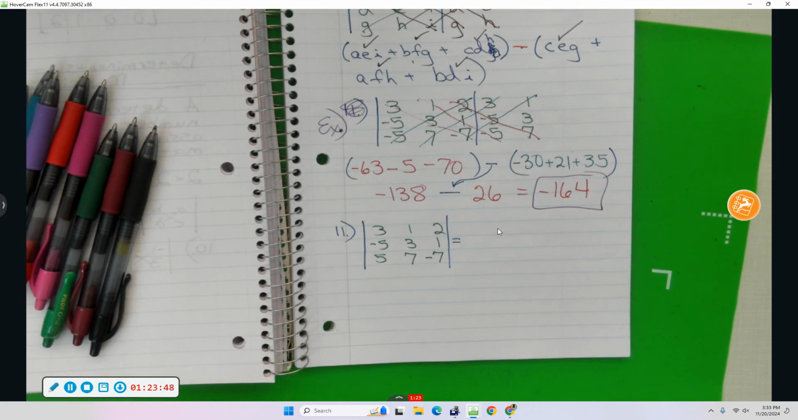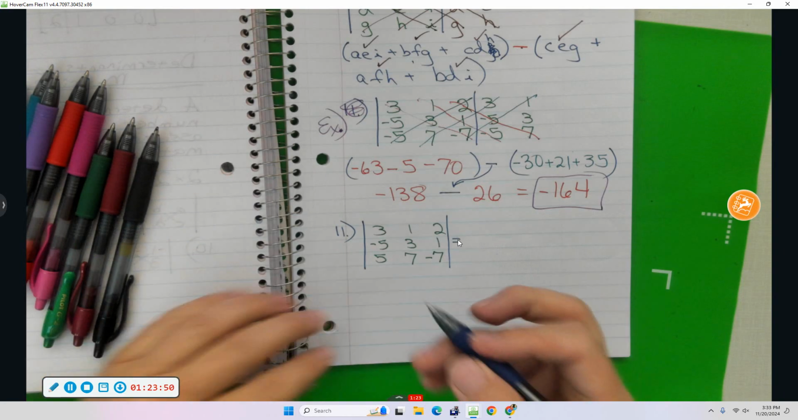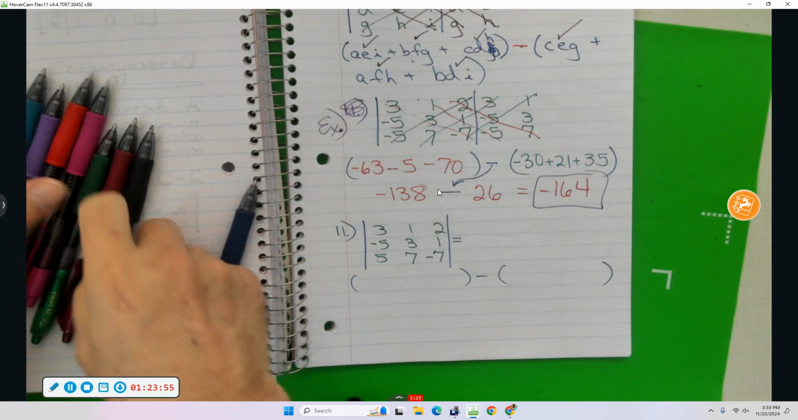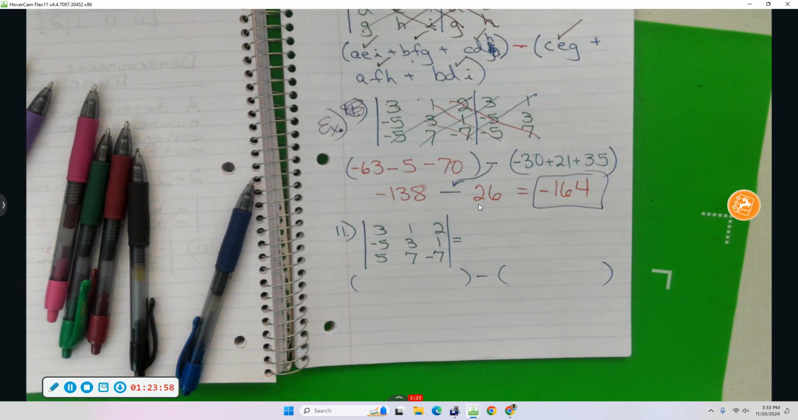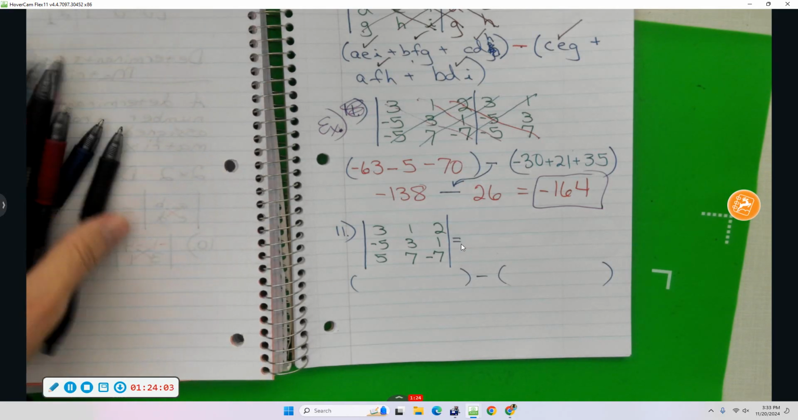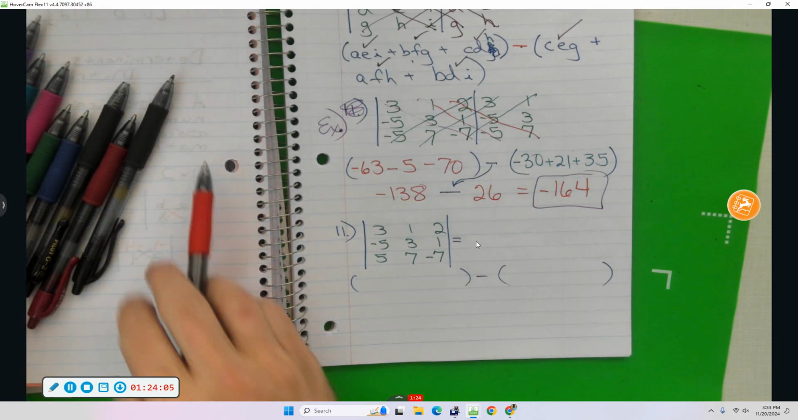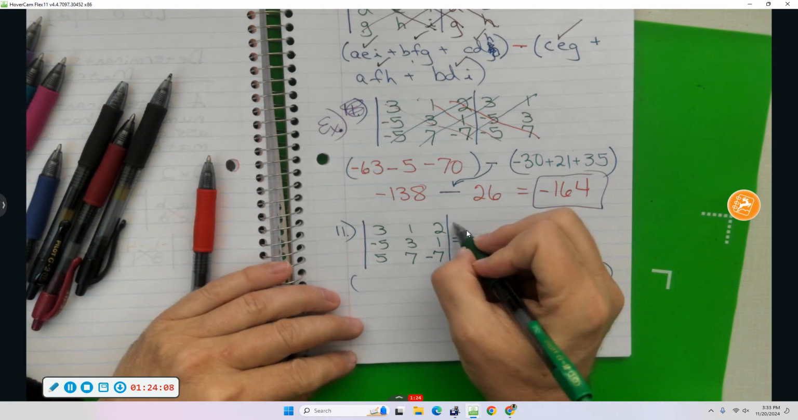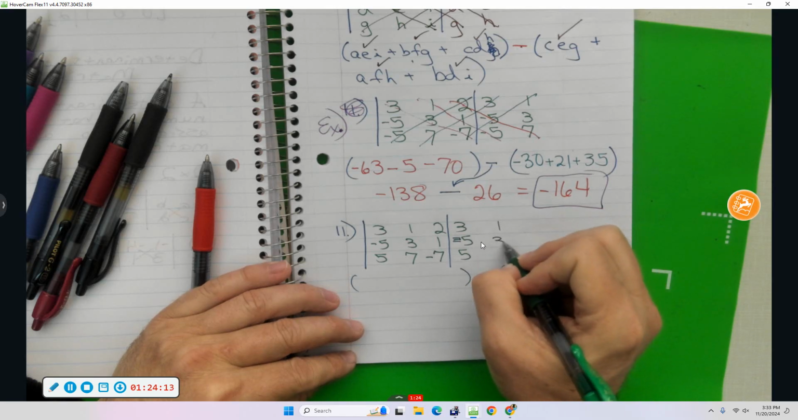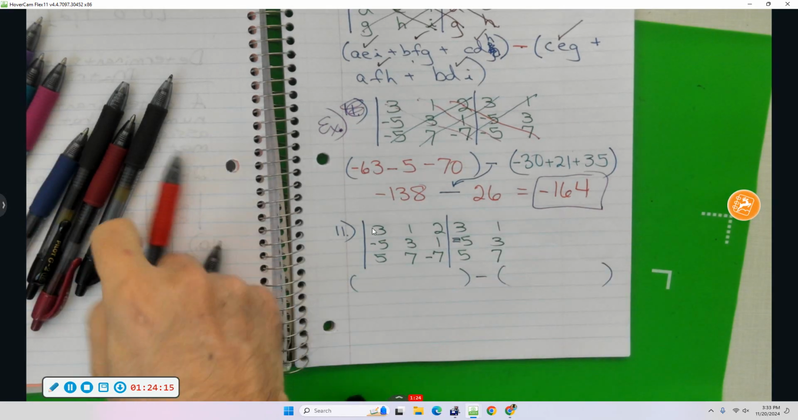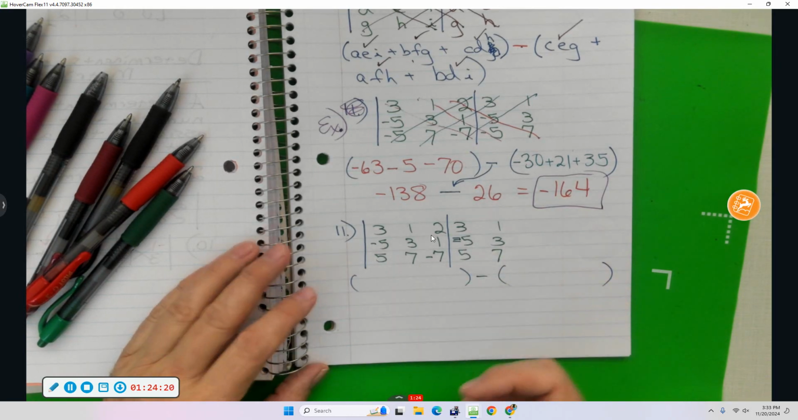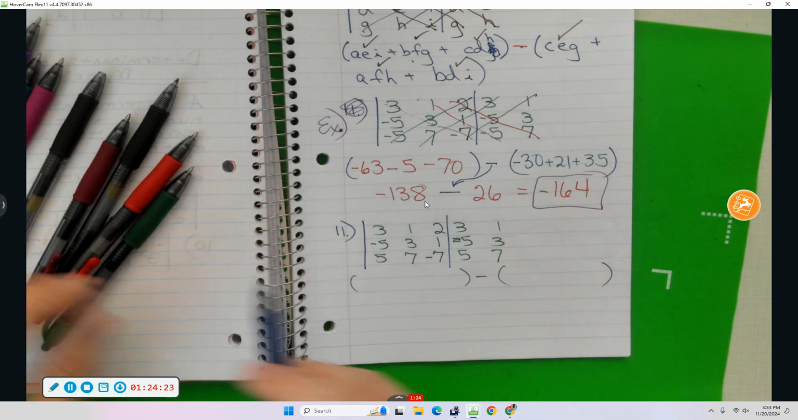Okay, so here we go. It's going to be big parentheses minus big parentheses. So this time I'm going to do it right, okay? Ignore that. Oh no! Why did I do that? 3, negative 5, 5, 1, 3, 7. After you do this a while, you can just see the diagonals without having to write out those numbers. But I'm writing them out.